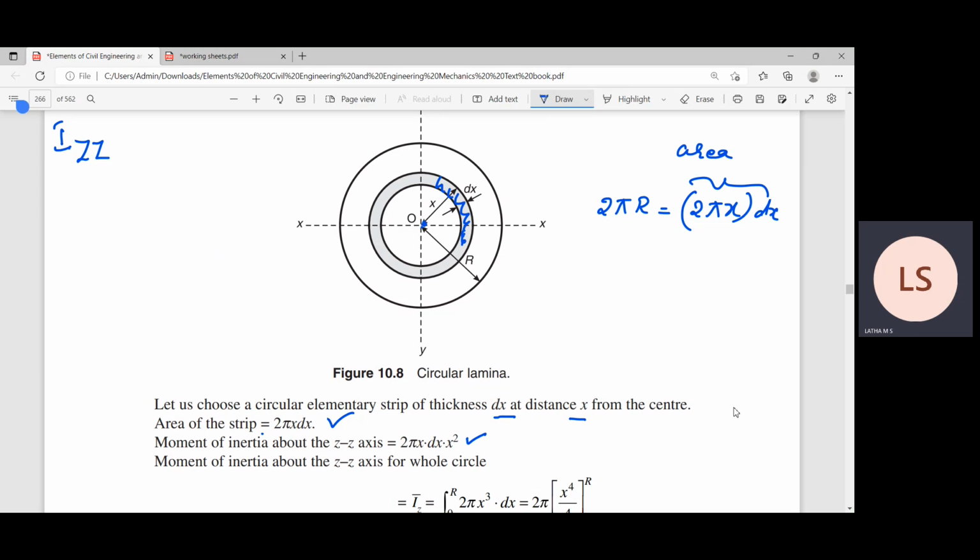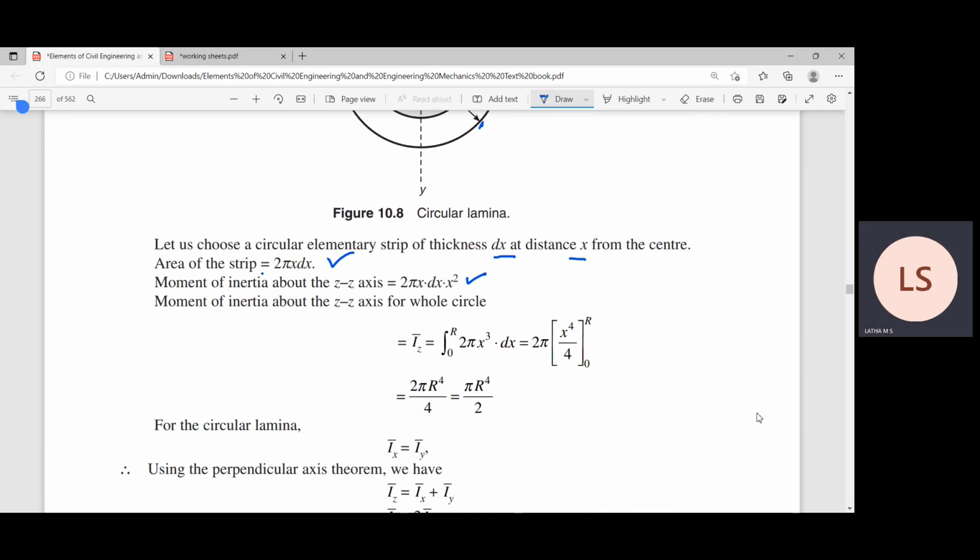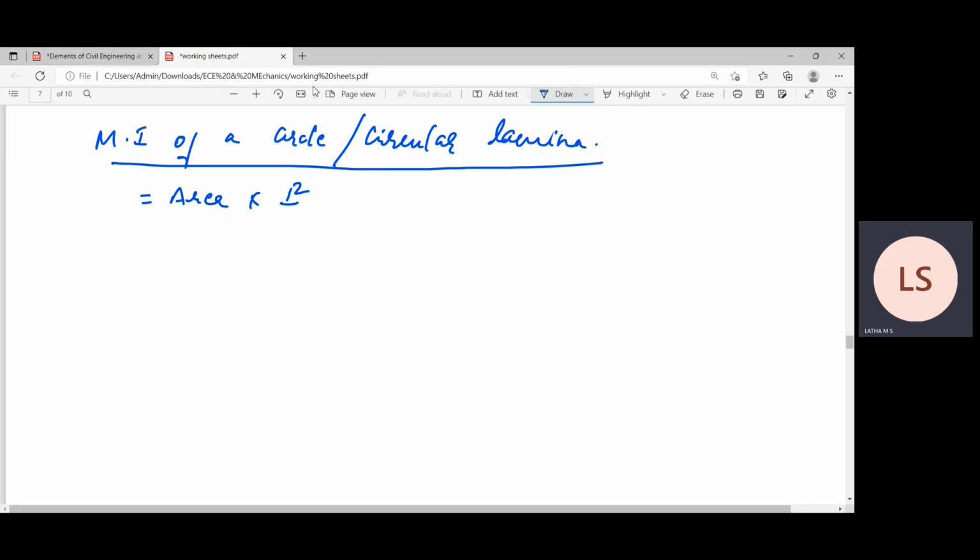Now similarly, if I take a number of such laminae, what should I do? I should integrate from 0 to r. The limits of x vary from 0 to r. So further I can take it as Izz equal to integral from 0 to r of 2 pi x cube dx, or on further integration I get 2 pi into x to the power of 4 by 4.